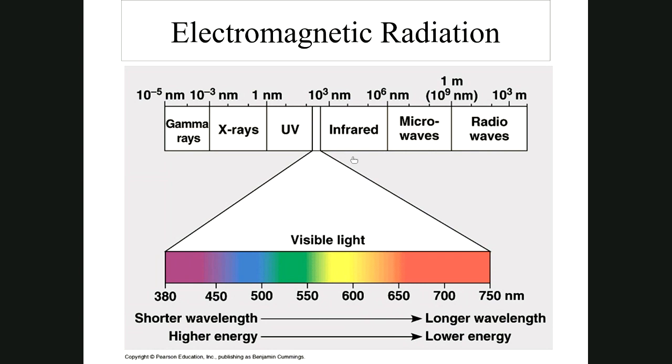Infrared, we use those for TV controls. You can look at your TV control and push the buttons and you won't see anything because we don't have receptors for infrared light. But your TV and your video players do. Microwaves for cooking. They're longer wavelengths and the radio waves are even longer. So we see right in the middle of the spectrum.